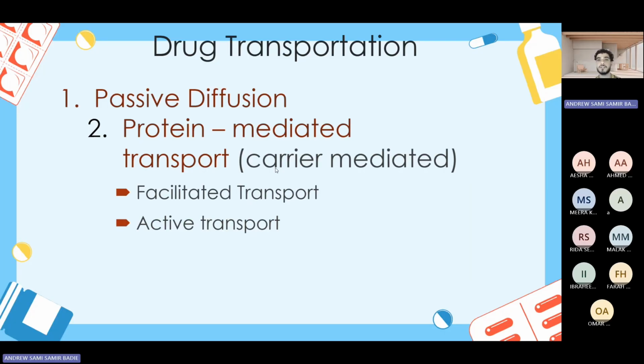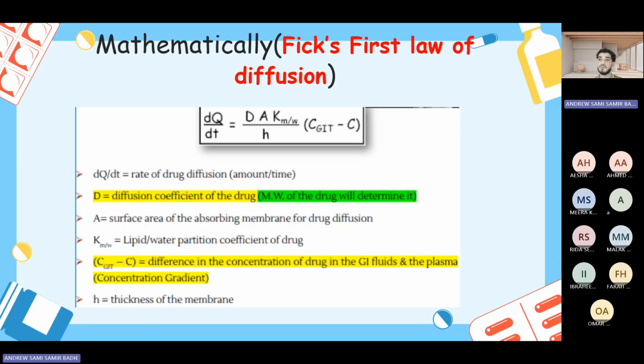So in drug transportation, how it goes through, like from your stomach or intestines into your blood, you have two modes. We have passive diffusion and protein-mediated transport, or carrier-mediated. We have facilitated transport and active transport. So passive diffusion, you guys pretty much know everything about it.